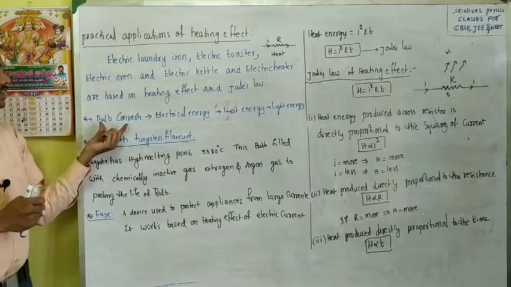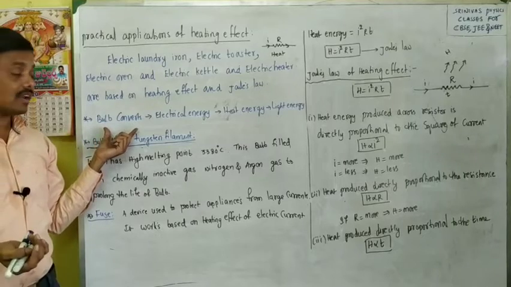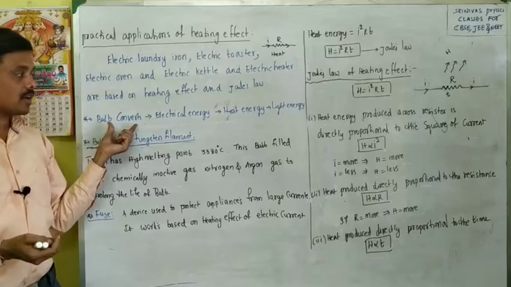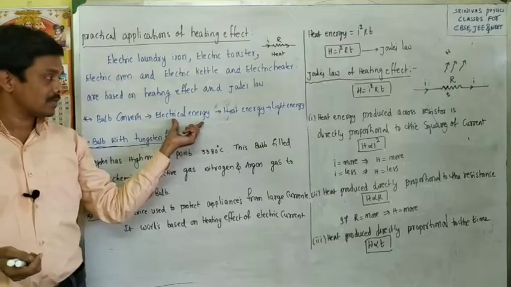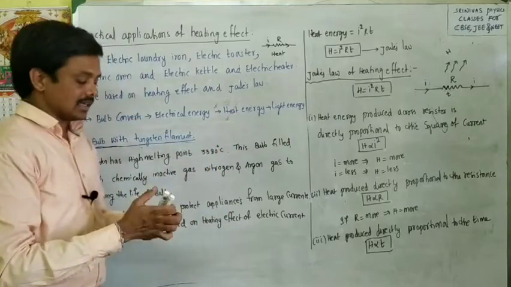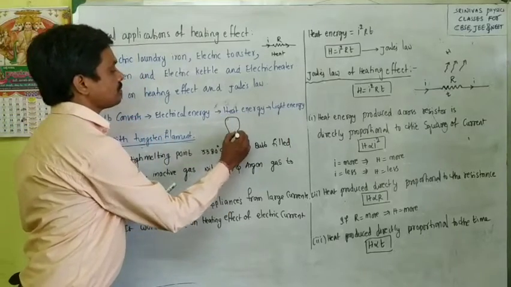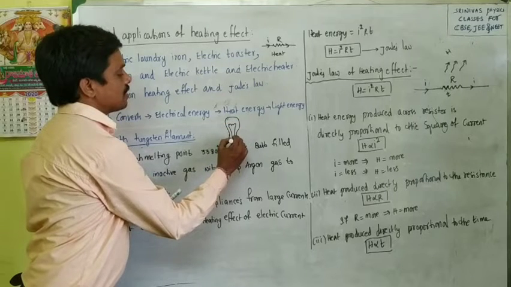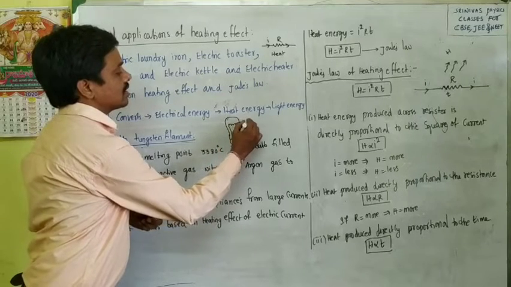And another is the bulb. We know very well about this bulb. Incandescent bulb, filament bulb, let us see. When we supply current to the filament bulb, that is, electrical energy, it is converted into heat energy and light energy also. This is the filament bulb. In this a tungsten filament will be there. This is the tungsten, right?